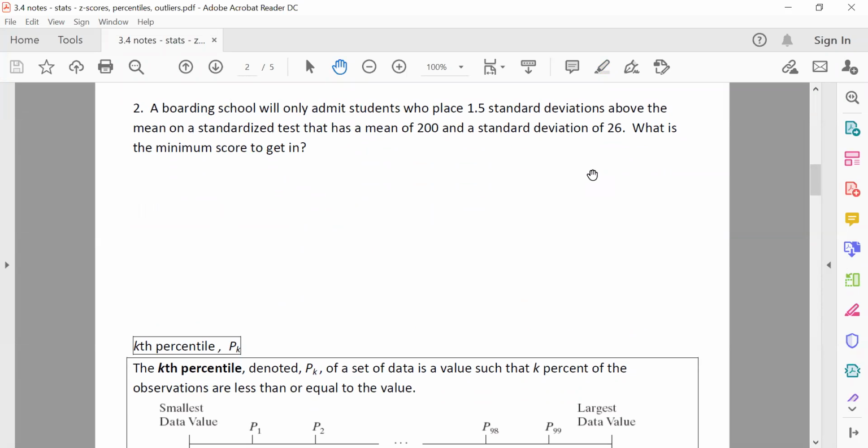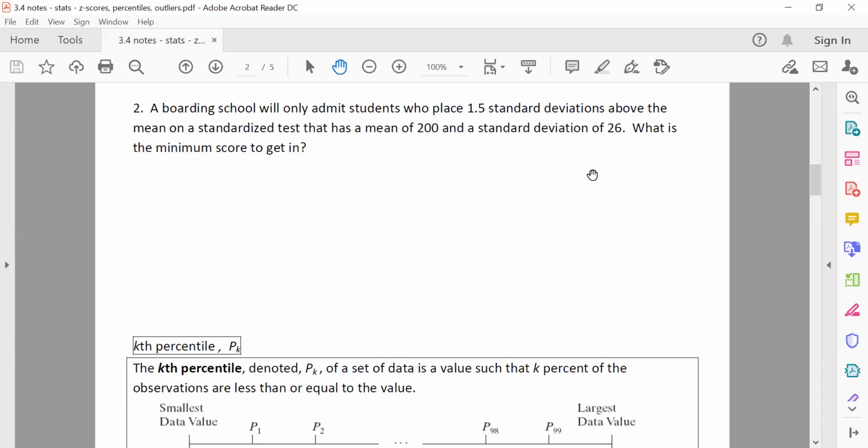A boarding school will only admit students who place 1.5 standard deviations above the mean on a standardized test. The test has an average score of 200, so it's one of those weird tests. You know how the SAT is out of 800 on each section? It's just one of those weirdo tests. The test has an average score of 200 and a standard deviation of 26. What is the minimum score to get in?